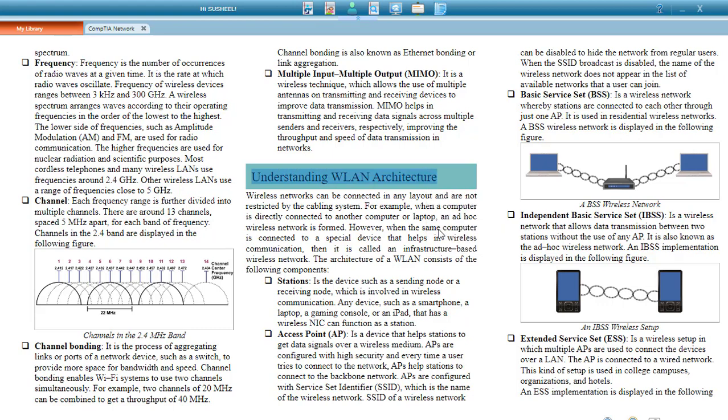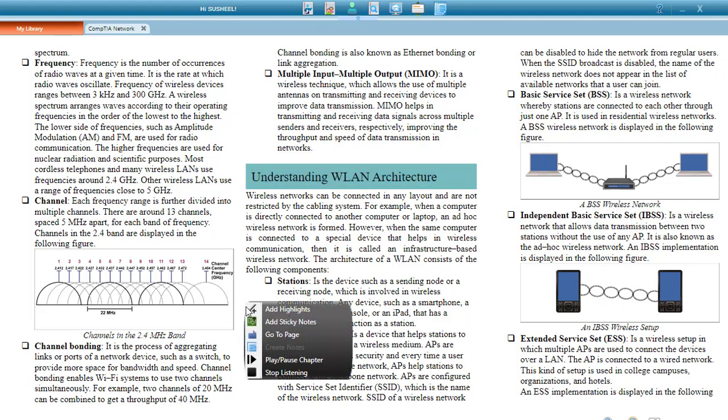Understanding WLAN architecture. Wireless networks can be connected in any layout and are not restricted by the cabling system. For example, when a computer is directly connected to another computer or laptop, an ad hoc wireless network is formed. However, when the same computer is connected to a special device that helps in wireless communication, then it is called an infrastructure-based wireless network. The architecture of a WLAN consists of the following components. Station.